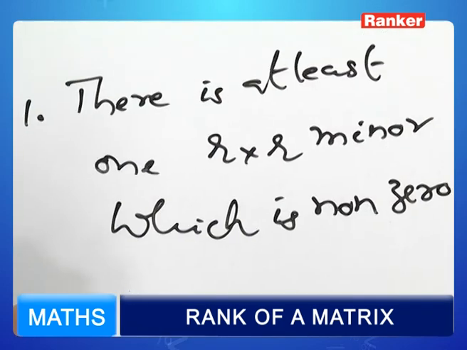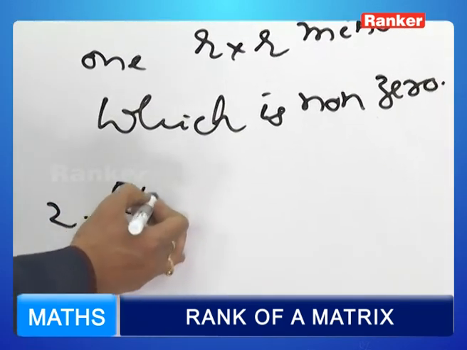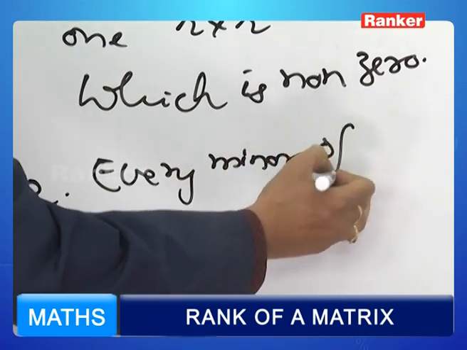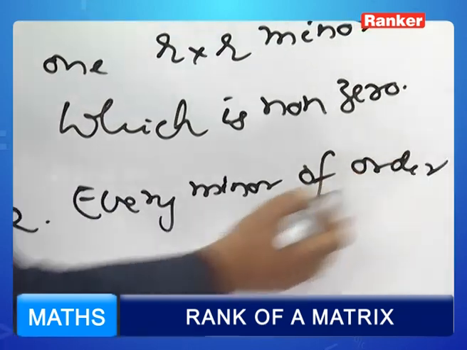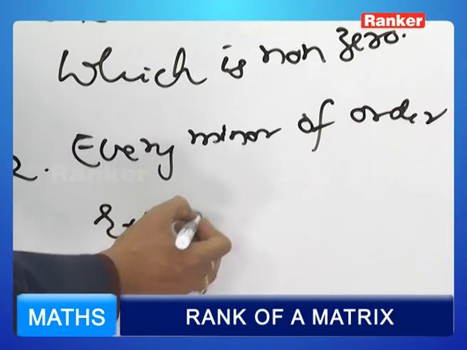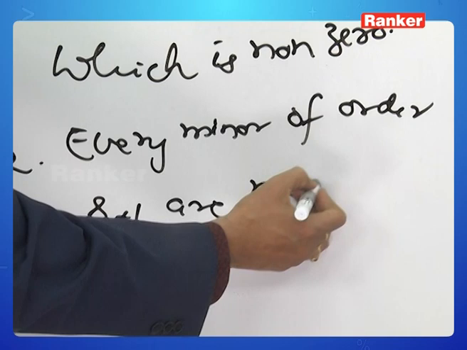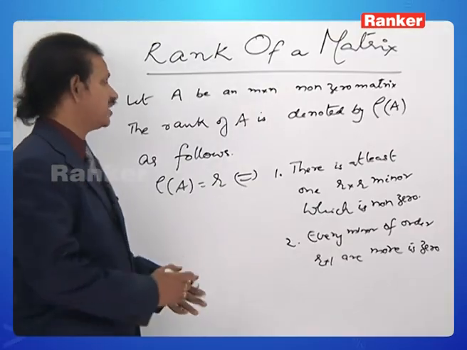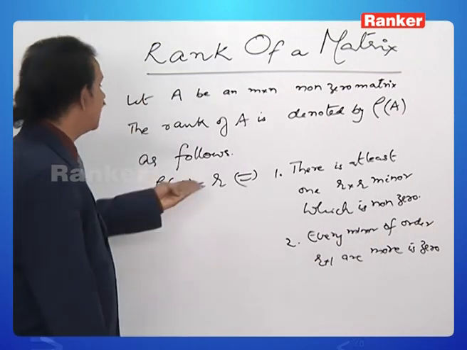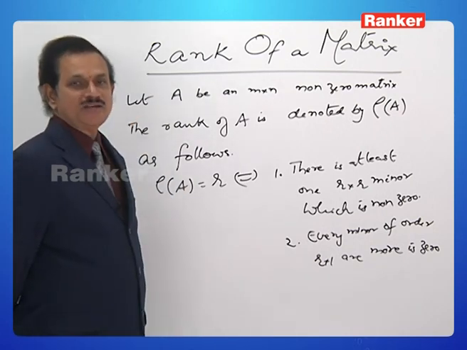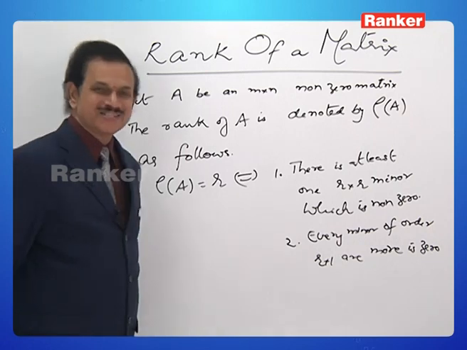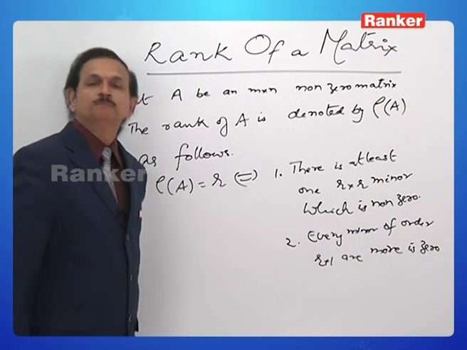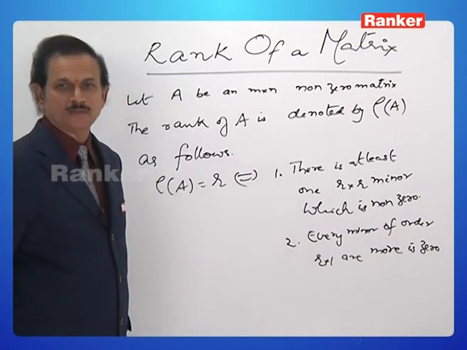Number 2, the second condition. Every minor of order r plus 1 or more is 0. Then only we say that the rank of the matrix is r. My dear friend, you please notice the two sentences firmly in your mind. I shall try to make them clear by means of an example.